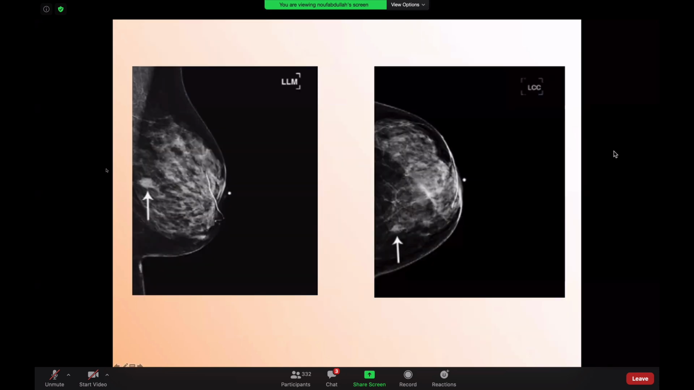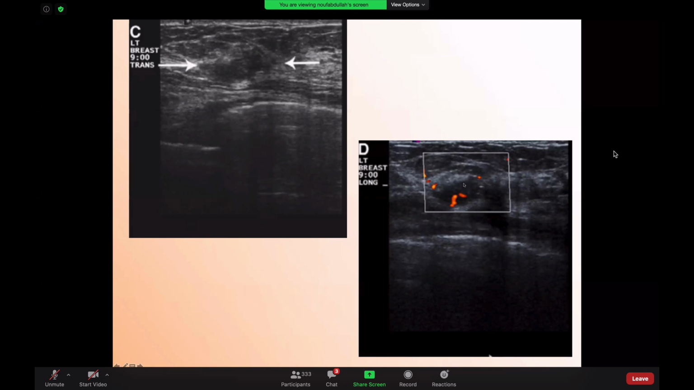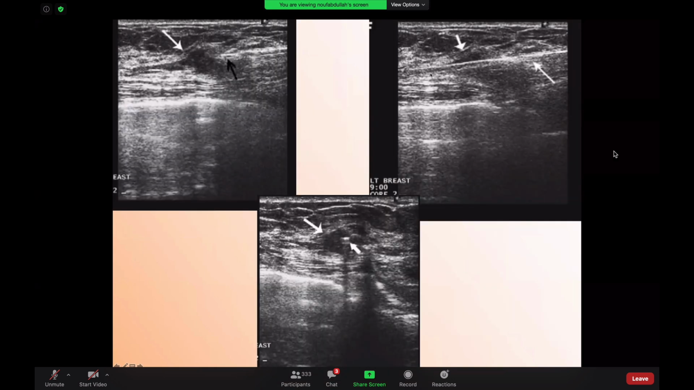So for example, this is an example. You see a well-defined or spiculated lesion on mammogram. I do the ultrasound. I see that it is slightly lobulated and has a slightly angular margin. It doesn't have a thin capsule. So this is a BI-RADS 4 lesion. So I will go and do the biopsy. You see how the needle is located parallel to the chest wall. This is your chest wall. I don't go perpendicular. It is parallel to the chest wall.